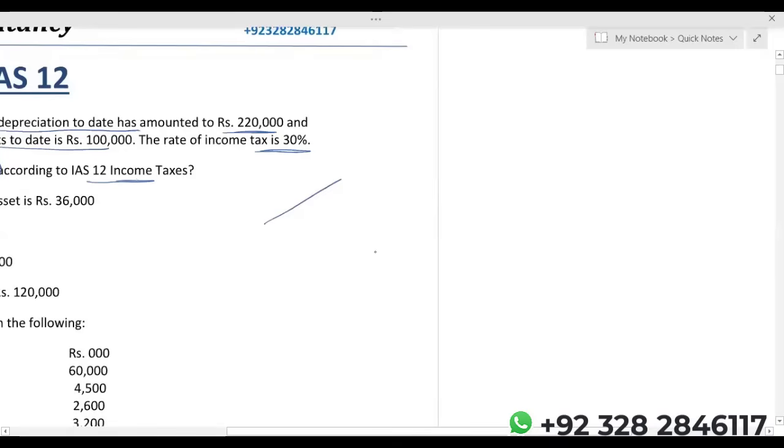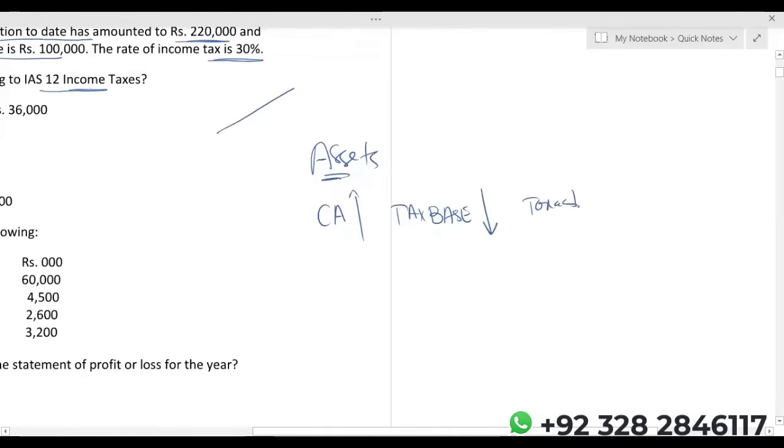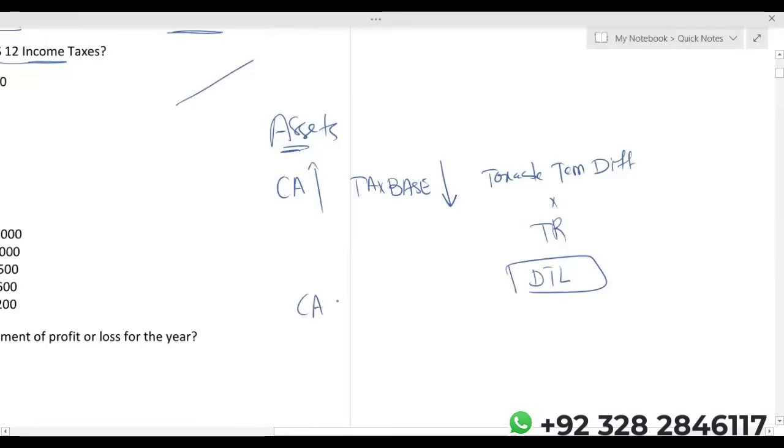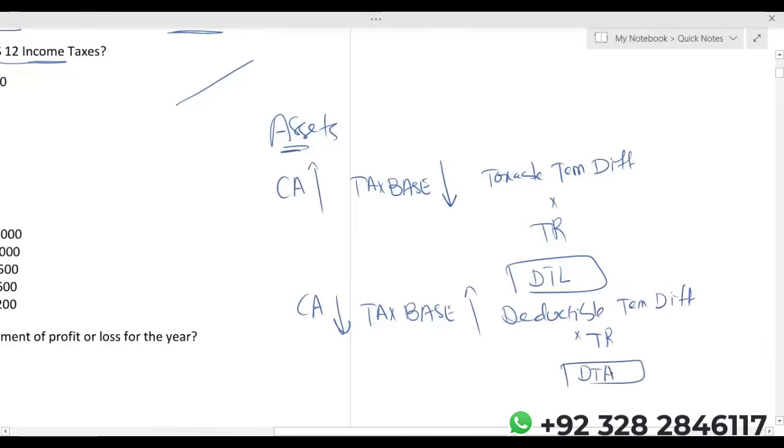Now listen, first of all, in case of assets, if carrying amount is more, tax base is less, then the difference is a taxable temporary difference. Taxable temporary difference multiplied by tax rate will give you deferred tax liability. If carrying amount of an asset is less, tax base is more than carrying amount, the difference is a deductible temporary difference. Deductible temporary difference into tax rate gives you deferred tax asset. And this relationship is exactly opposite for the liabilities. Repeat: this relationship is exactly opposite for the liabilities.